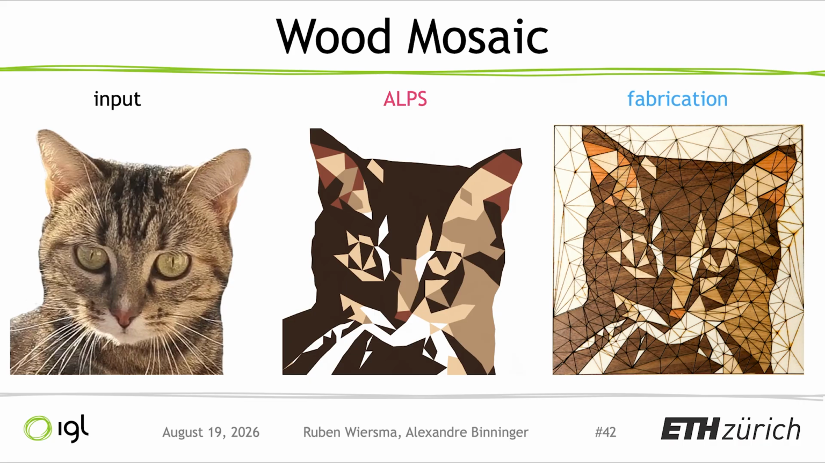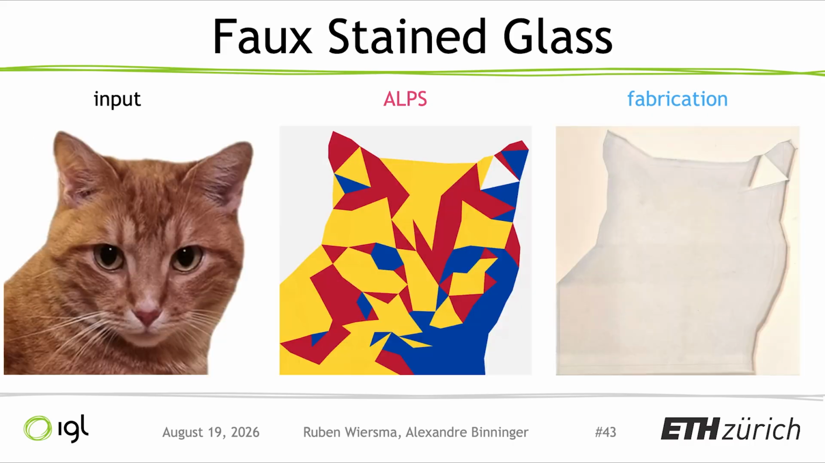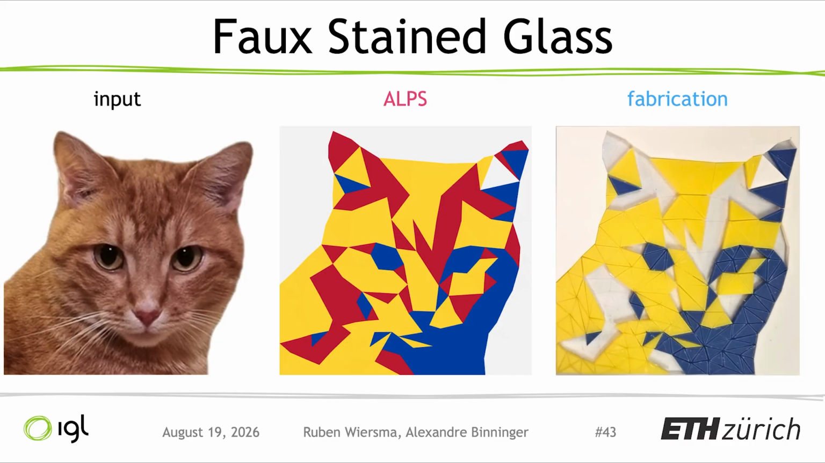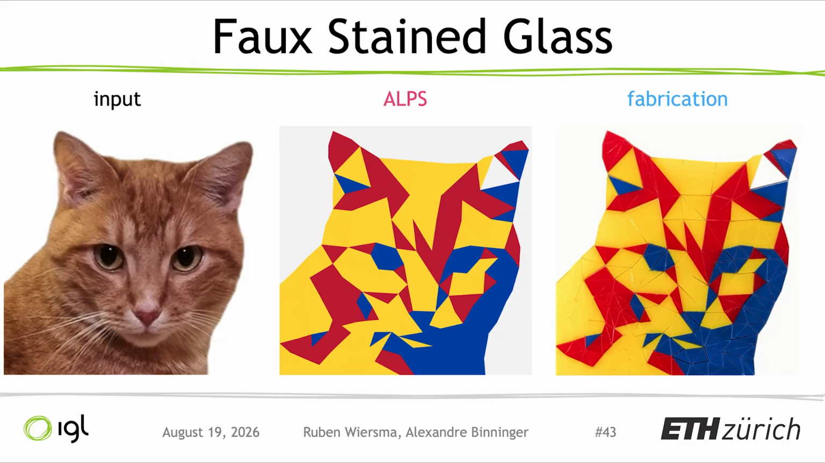There are also other applications. For example, we can use the color palette to map to certain types of wood, and then we can create a beautiful wood mosaic. We laser cut each wood layer and assemble them to give the results that you can see here. A very similar example uses faux stained glass. So here we use colored types of plastic. We laser cut them and we assemble them according to the input image.